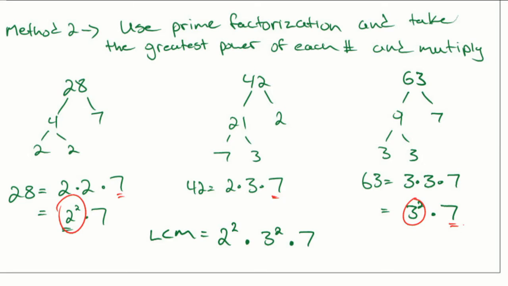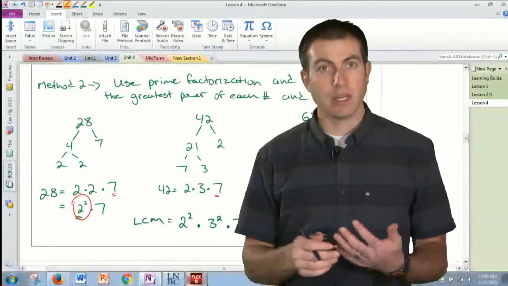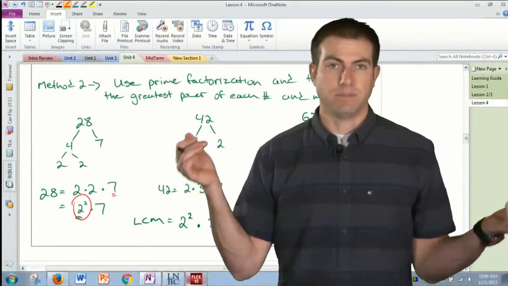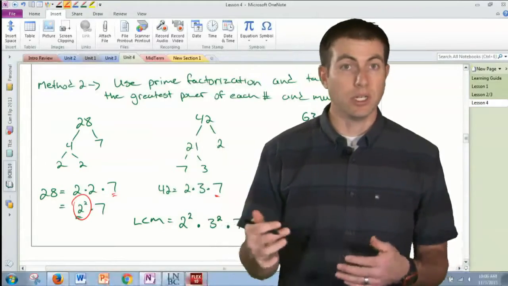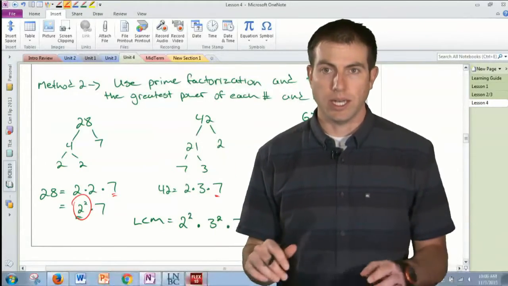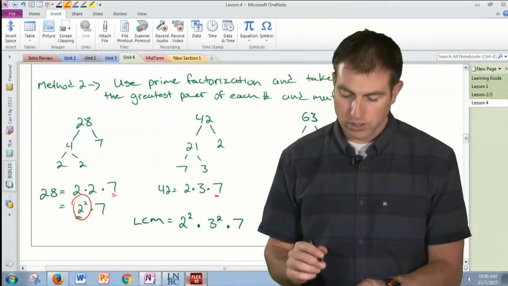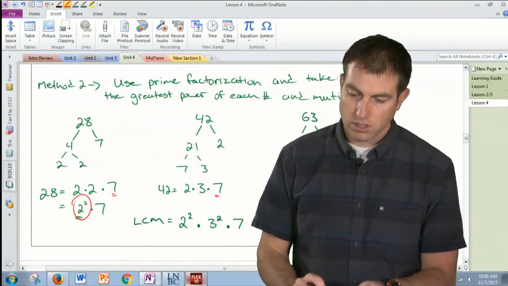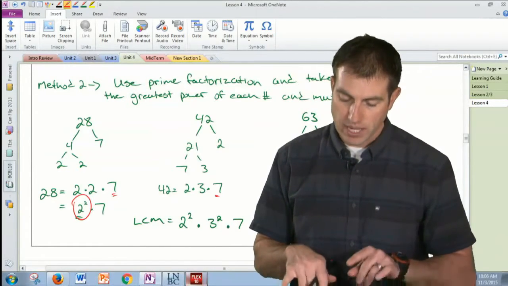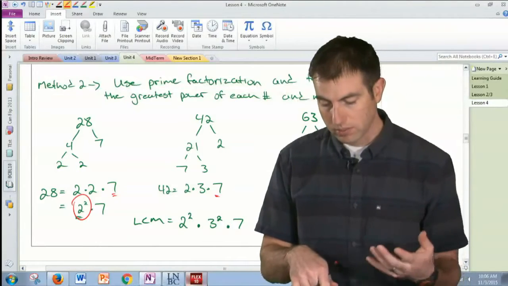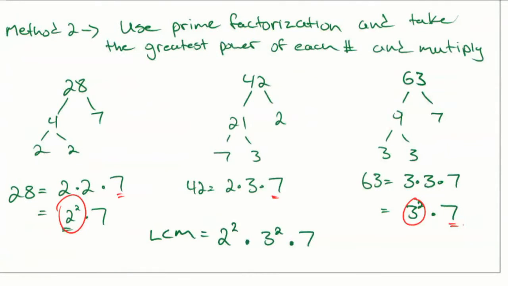That's it. The greatest exponent of 2 was 2. The greatest exponent of 3 was 2. The greatest exponent of 7 was 1. If I had another prime in there somewhere, like an 11 or something, I'd include it, and then whatever exponent it had. So what is 2 squared times 3 squared times 7? I don't know that off the top of my head. 2 squared is 4 times 9 times 7. It's going to be a big number.